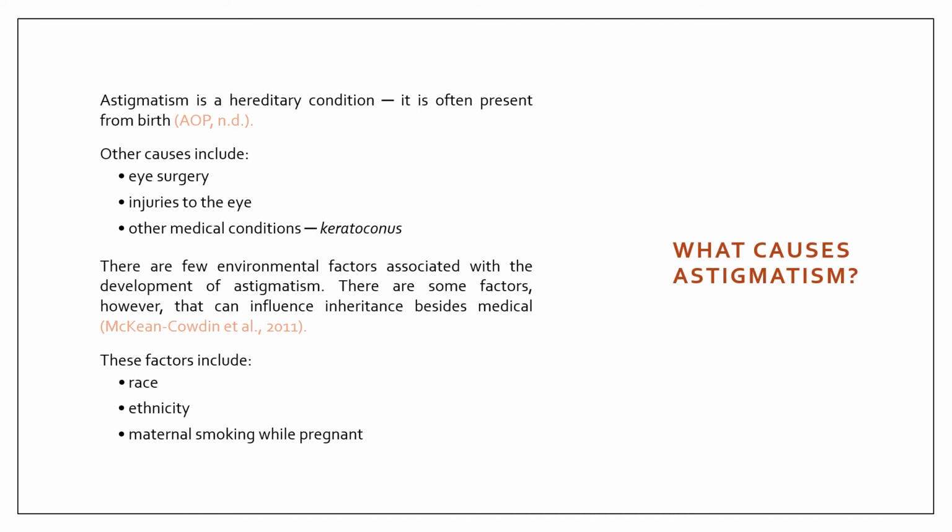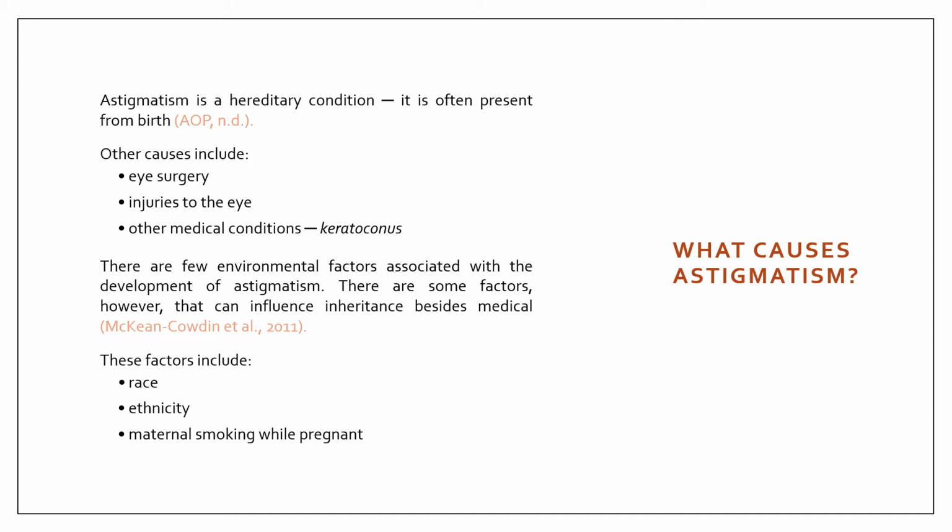As mentioned, astigmatism is caused by irregularities in the shape or surface of the cornea. However, there are factors that contribute to the development of astigmatism. Because astigmatism is hereditary, it is often present from birth, but many people can develop the disorder later in life. Astigmatism can also lessen or worsen as time passes. Some common causes of astigmatism include eye surgery, injuries to the eye, and related or underlying medical conditions. One example is keratoconus, which causes the cornea to grow thinner and cone-shaped.